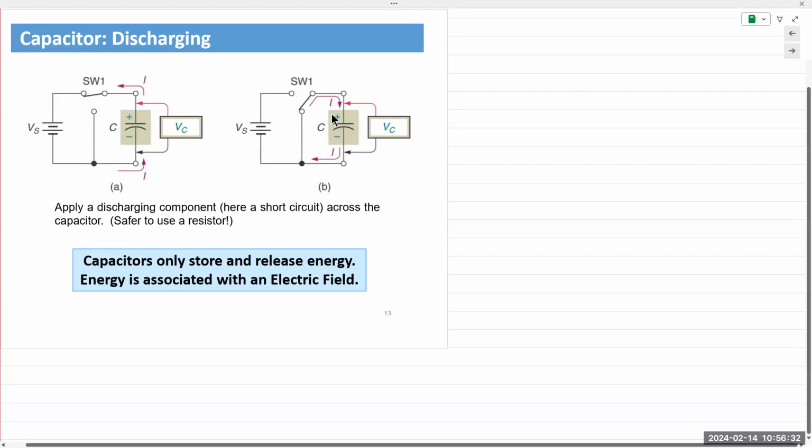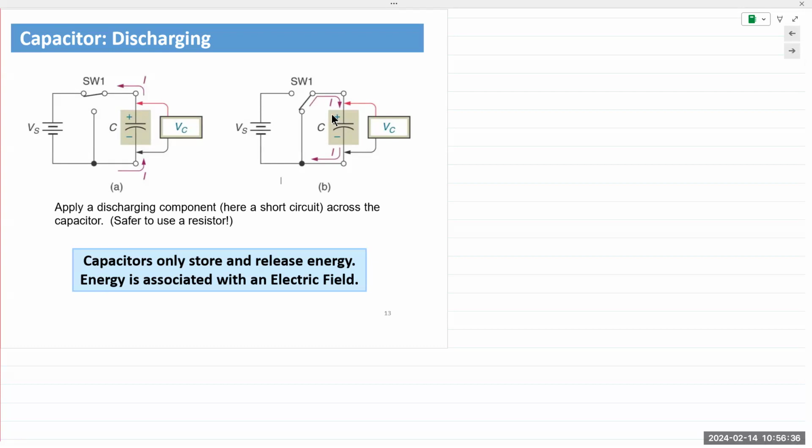And capacitors, like inductors and resistors, are passive devices. They do not have any energy of their own. They can only receive energy, store it, and then release it back into the circuit. And that stored energy is associated with an electric field. So it's a passive component.